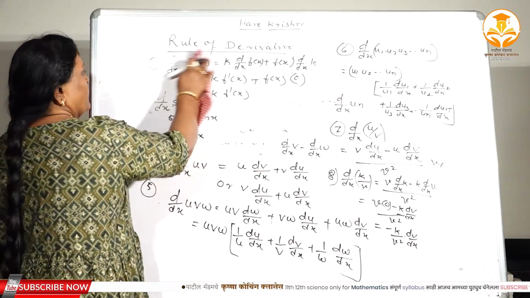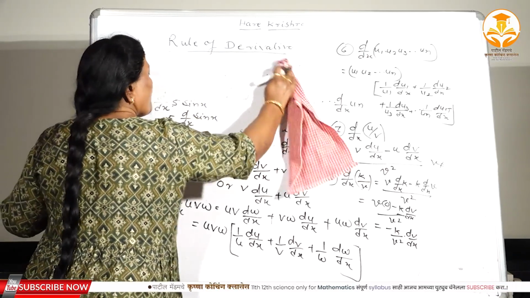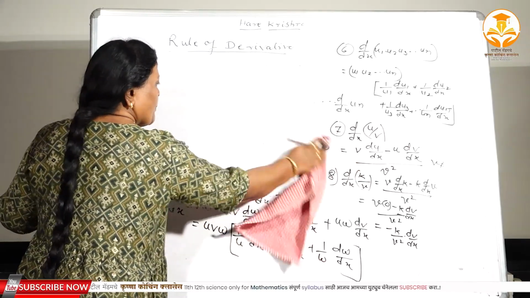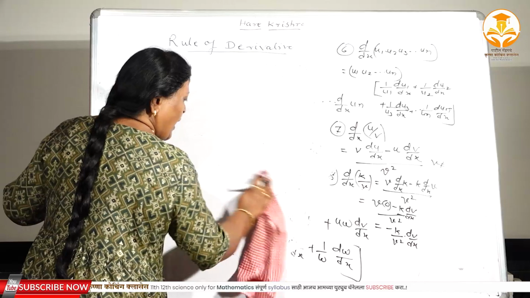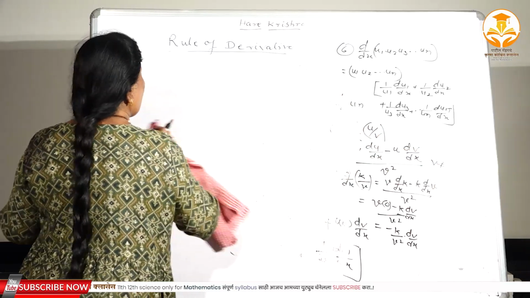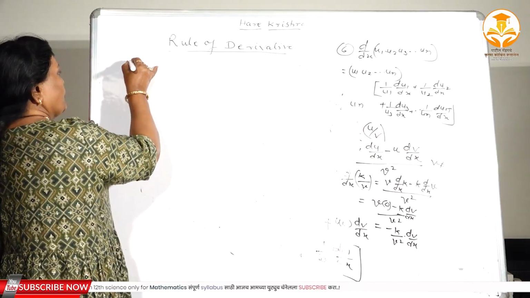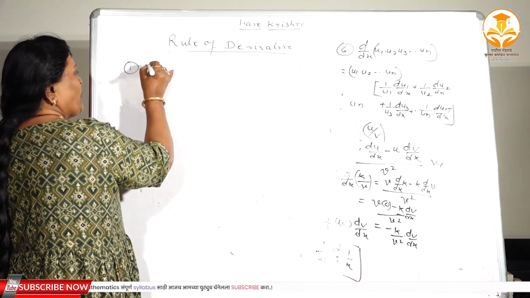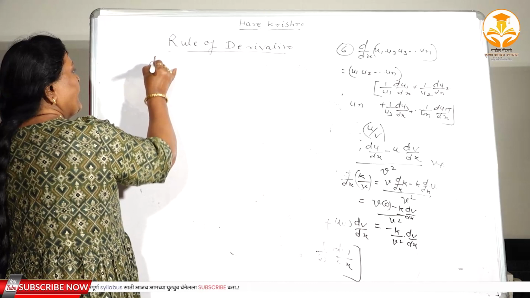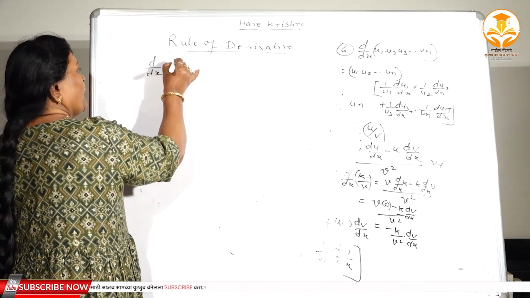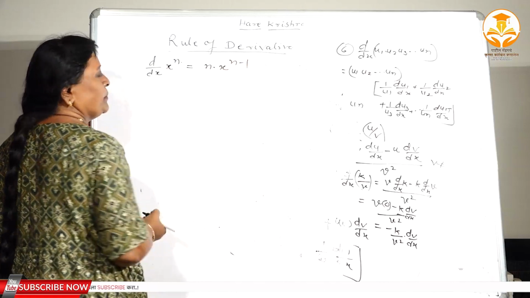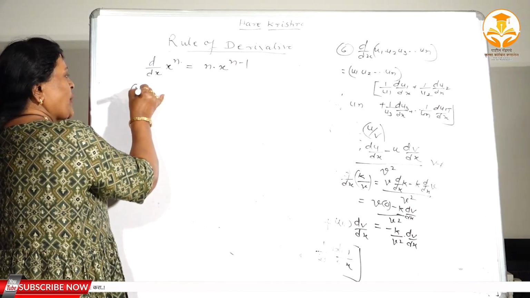Now I will take here, suppose there is an addition of two functions. See the first example, very simple. Say, suppose I have added the function like this. The first formula, see here: d/dx of x to the power n. What is the derivative? n into x to the power n minus 1. Suppose I take a simple example.